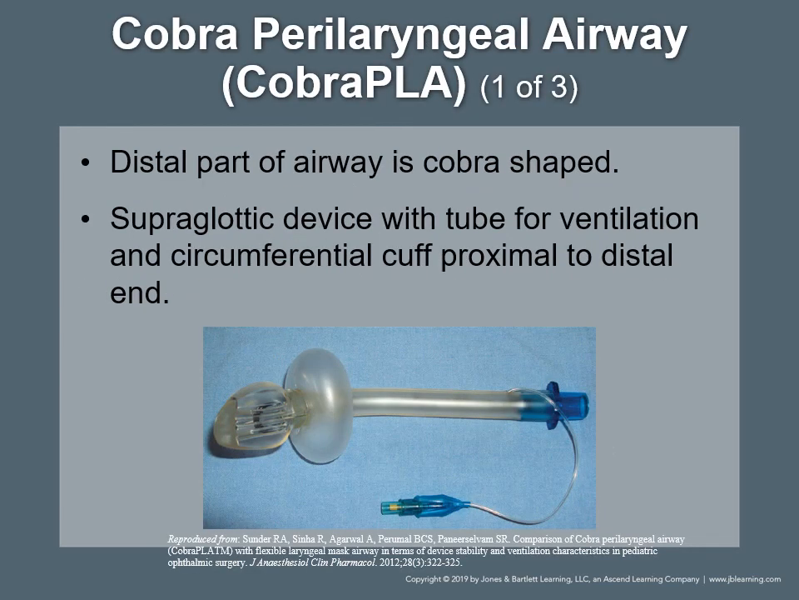The Cobra perilaryngeal airway, or Cobra PLA, has a distal part of the airway that is cobra-shaped. It is a supraglottic device with a tube for ventilation and a circumferential cuff proximal to the distal end. It's possible to successfully place the device with minimal or no experience. It is available in 8 sizes. The proper size is the one that comfortably fits through the patient's mouth.